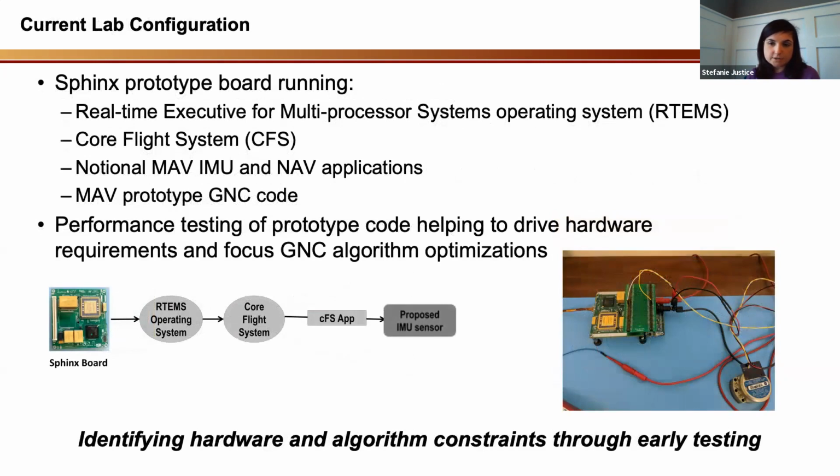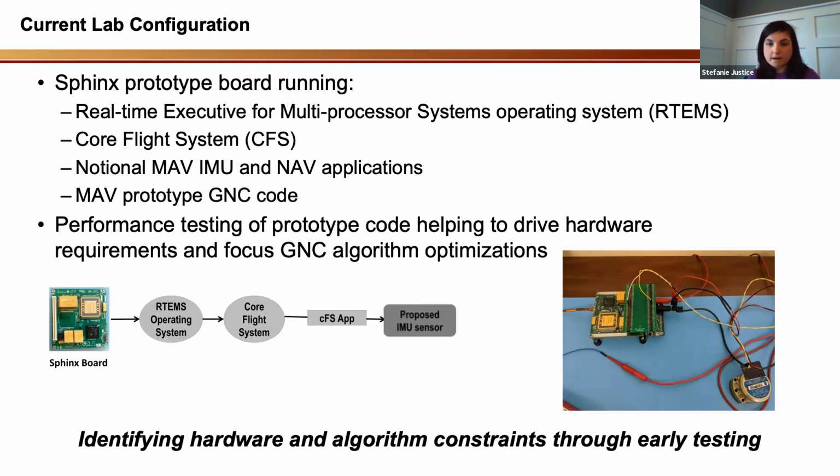In our current lab configuration, we have a Sphinx prototype board, which is a JPL developed single board computer that is running the RTEMS operating system. It's running Core Flight System. And then we have some notional MAV, IMU, and navigation applications, as well as some prototype guidance, navigation, and control code. We were able to conduct performance testing of that prototype code, and that's allowed us to help work with the GNC team to drive some algorithm optimizations and also help define the hardware requirements.